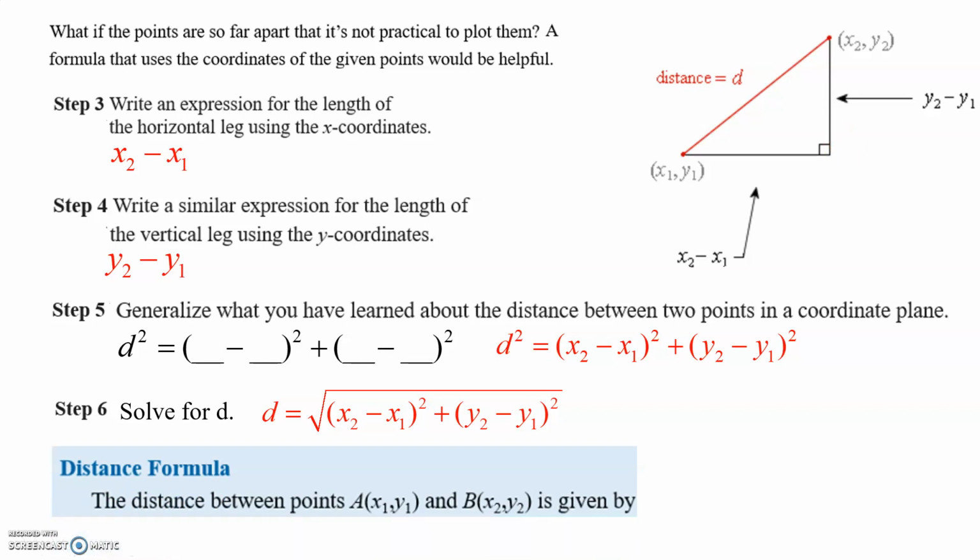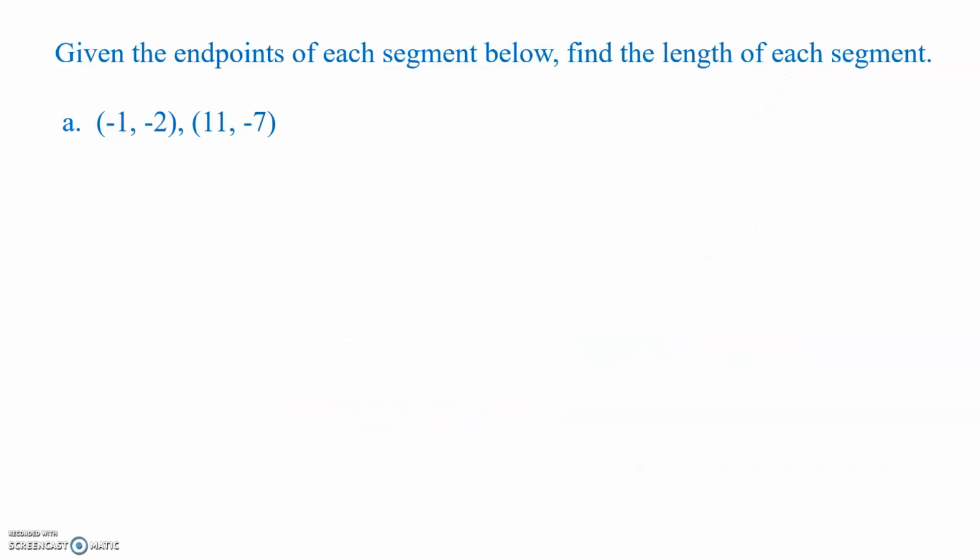So the distance between points A at x sub 1, y sub 1, and B at x sub 2, y sub 2 is given by the distance formula. D equals a huge square root of x sub 2 minus x sub 1 in parentheses squared plus y sub 2 minus y sub 1 in parentheses squared. So that should go on your conjecture list. And here is an example of this now. Given just the endpoints, find out how long the segment would be that connects those.